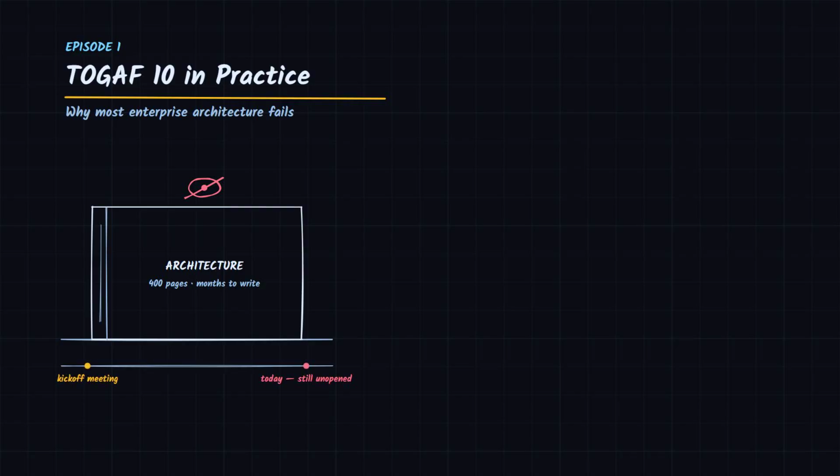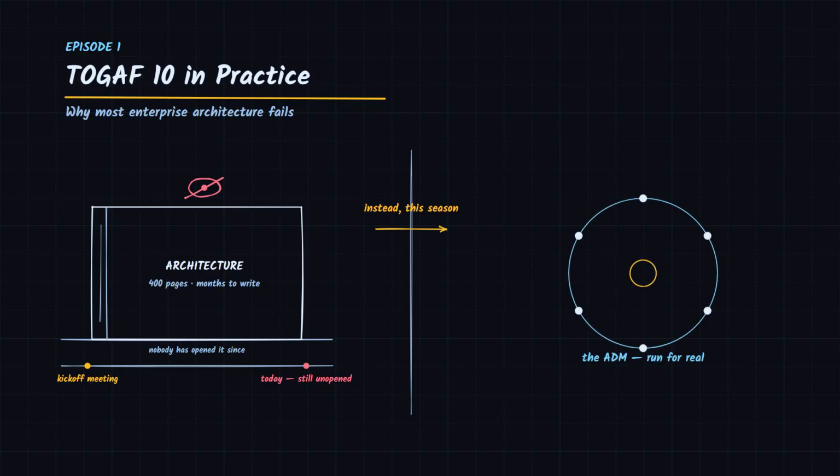Over this season, we're going to run TOGAF's architecture development method, for real, on one engagement, start to finish, scene by scene, phase by phase, so you can see the difference between the poster on the wall and the method you'd actually use to ship something.